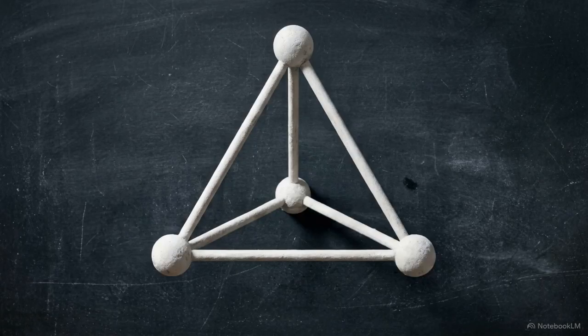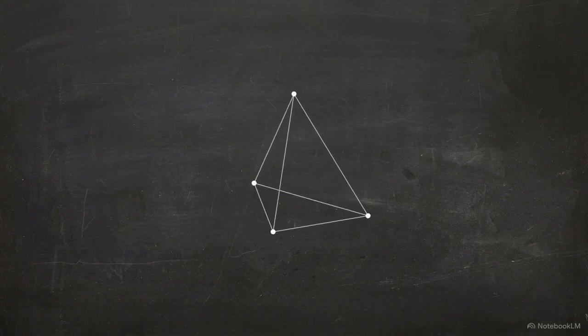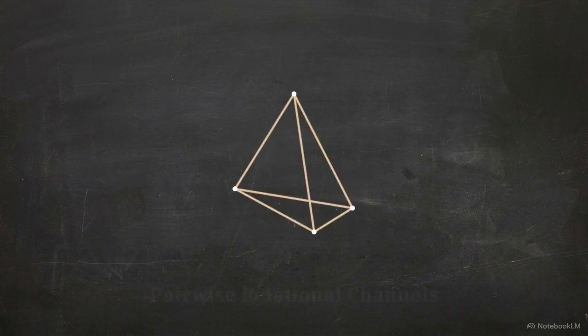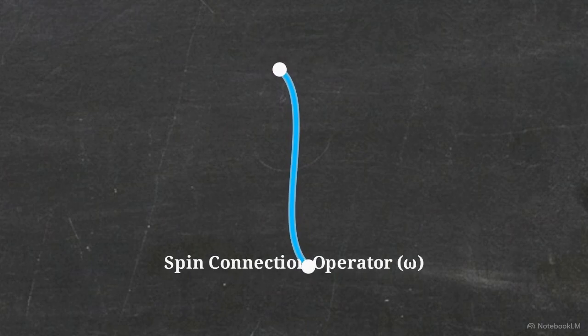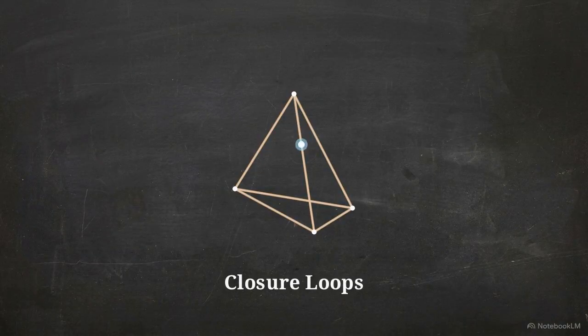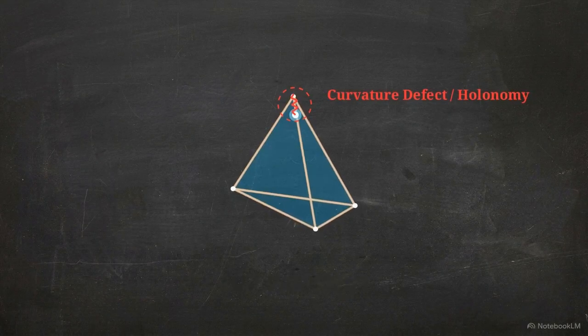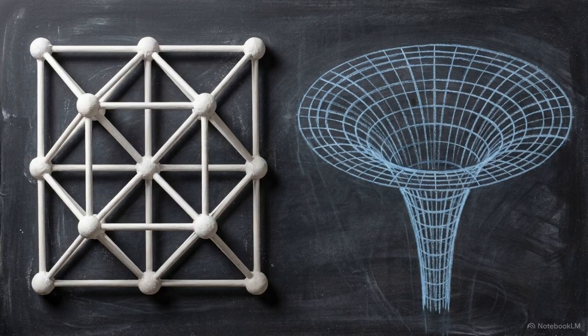Once the K4 geometry is established, it serves as the base node for the next level of physical organization. The 6 edges of the tetrahedron serve as pairwise relational channels. In the continuum limit, as the spacing between these packets shrinks towards zero, the transport values along these edges mathematically converge into the spin connection operator. The four triangular faces provide closure loops. Any failure of the connection to close around these faces creates a measurable curvature defect, mapping directly to the holonomy used in gravitational theory. This bridges the gap between discrete packet interactions and the continuous mathematics of general relativity.